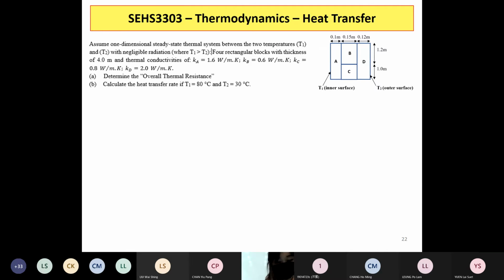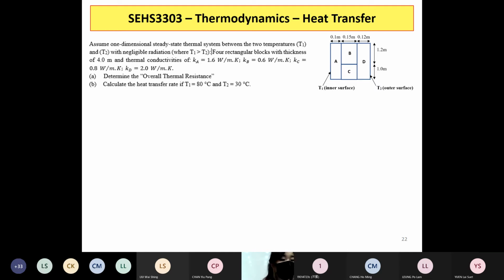This is our class tutorial. Actually, I rearranged the class tutorial, it should be 22 and 23. Okay, I rearranged a little bit. So actually it's the same, I just rearranged the order. So let's solve this problem first.